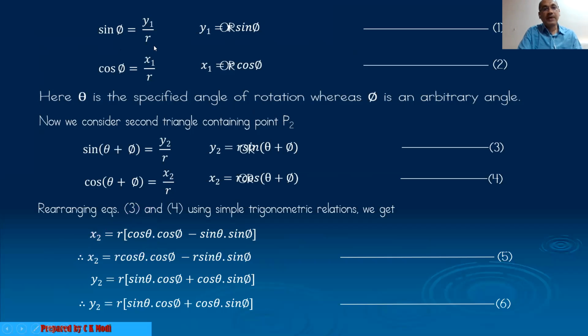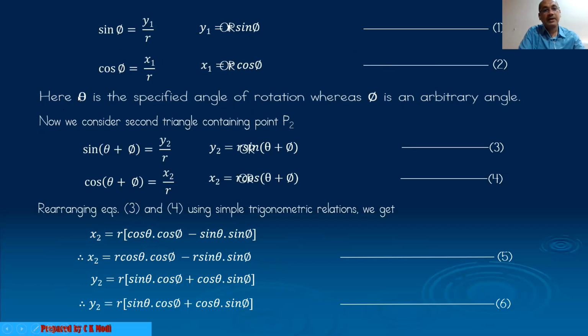So sine phi is equal to y1 upon r, and therefore in terms of y1, y1 is equal to r sine phi. And cos phi is equal to x1 upon r, so in terms of x1, x1 is equal to r cos phi. This is equation 1 and this is equation number 2.